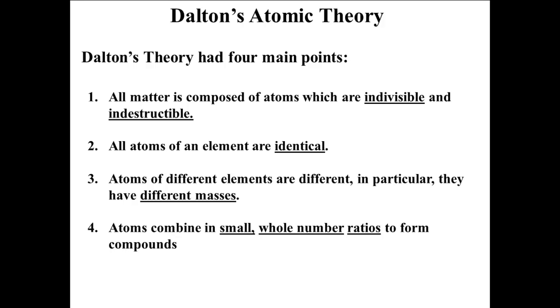That's point number four. In order to explain the constant mass ratio of the compounds, Dalton proposed that the atoms of an element are identical, point two, and that atoms of different elements have different masses, point three. For Dalton, there were as many unique particles as there were different elements.